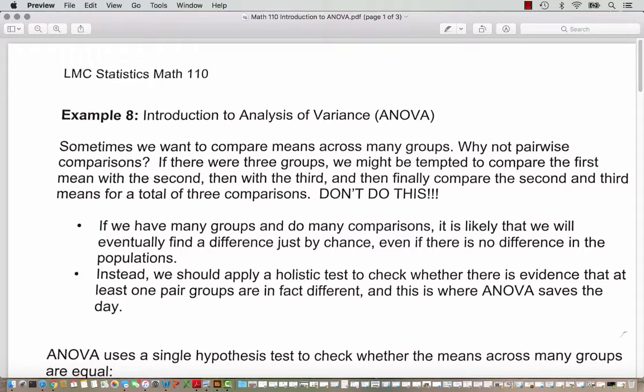Don't do this. If we have many groups and do many comparisons, it's likely that we will eventually find a difference just by chance, even if there is no difference in the populations. Instead, we should apply a holistic test to check whether there is evidence that at least one pair of groups are in fact different, and this is where the ANOVA saves the day. So with proportions, we saw the chi-square test for comparing many different proportions. ANOVA works similarly to compare many different population means.